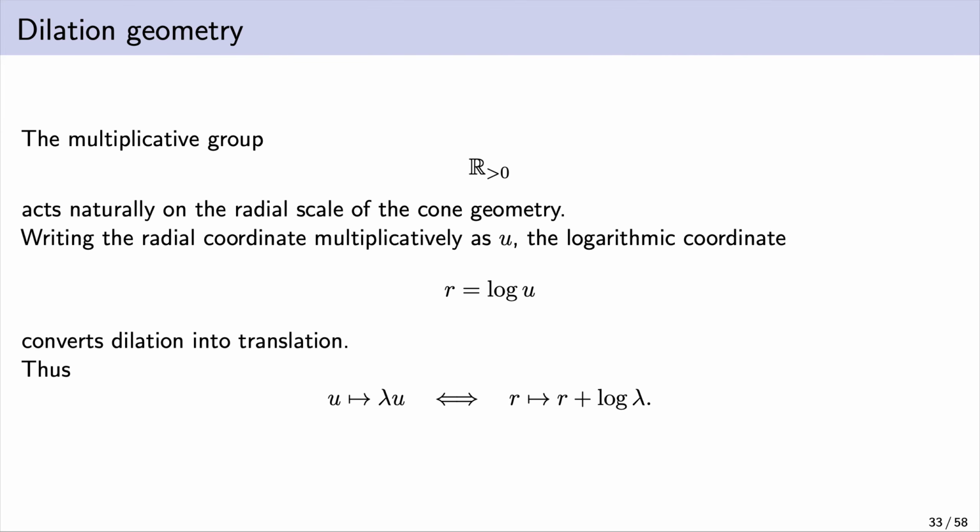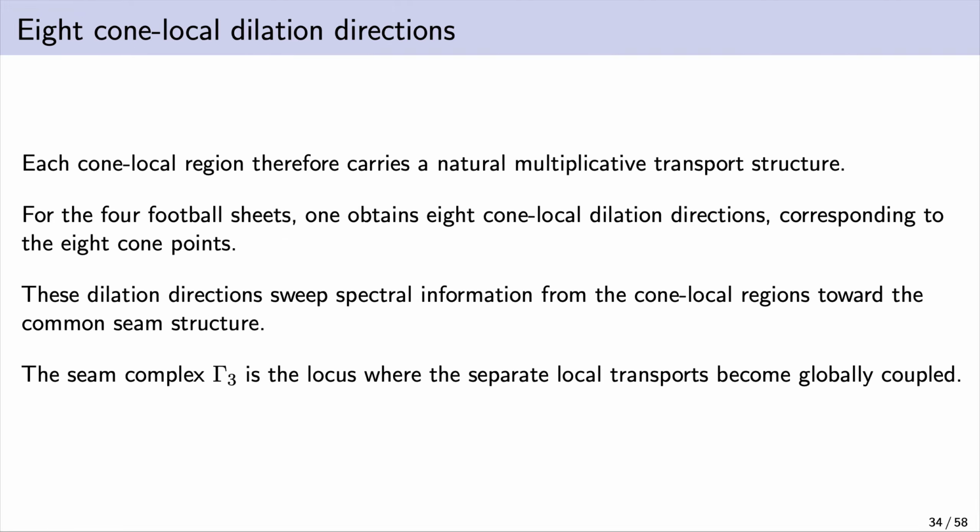So let's look at dilation geometry. The multiplicative group of the positive reals acts naturally on the radial scale of the cone geometry. If we write the radial coordinate multiplicatively as u, the logarithmic coordinate r equals log u converts dilation into translation. And each cone local region thus carries a multiplicative transport structure.